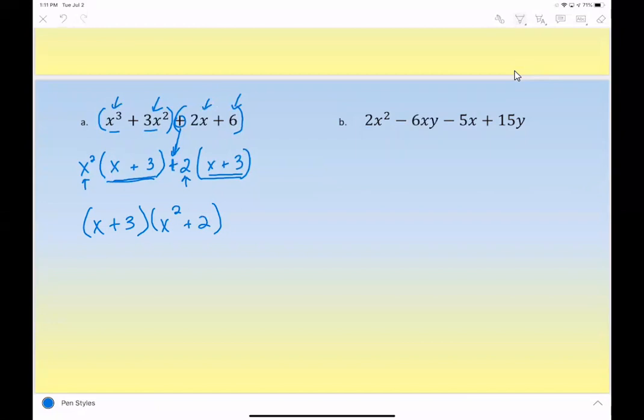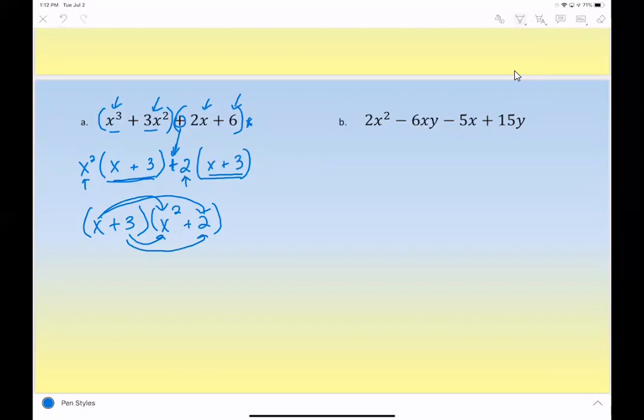It's easy to check because all you have to do is FOIL out and get the same thing that you started with originally. I'm not going to do that to save time, but on your paper, if you want to check it, then pull it out and make sure to check it.